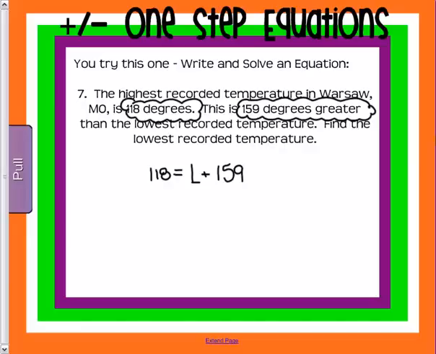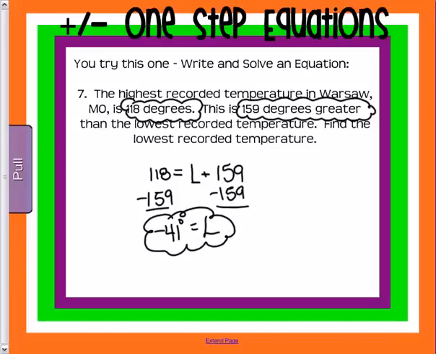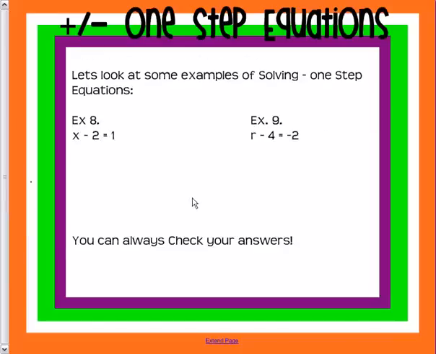So go ahead and try it. Solve it for me. So I'm going to go over the answer right now. It's 118. And we're going to take away 159 because that way we can come up with the lowest. So we know it's going to be a negative number, and it's going to be negative 41 degrees is the lowest.